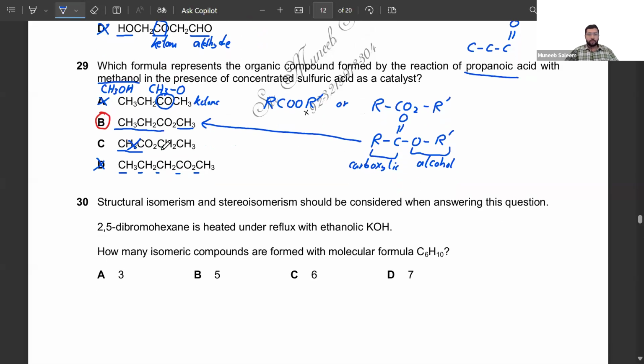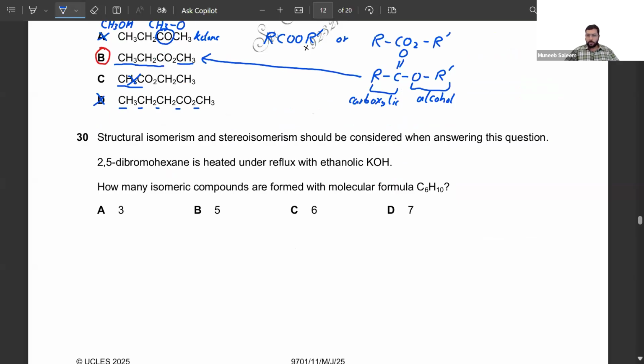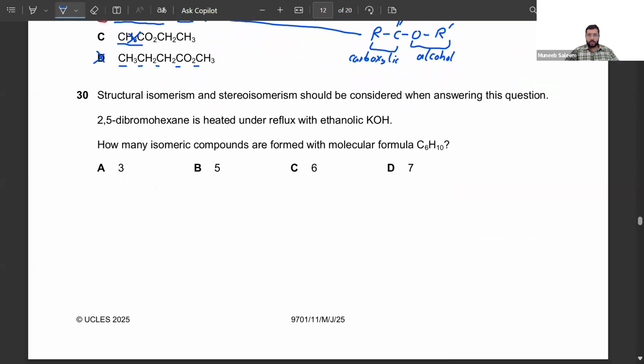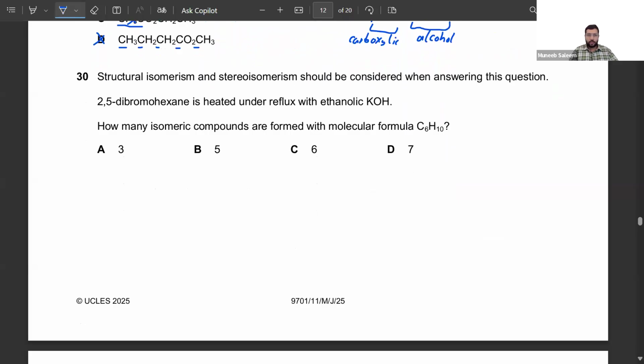Now the next question, number 30. Question number 30 is the trickiest one in organic chemistry, and this will definitely be included in the examiner report when it is published, because it is not yet published on the Cambridge website. So let's understand how this question will be explained.